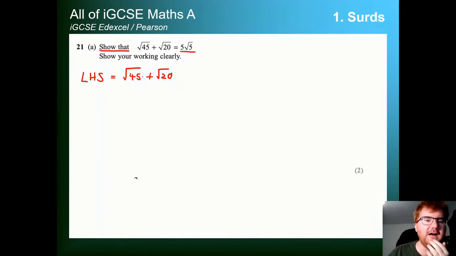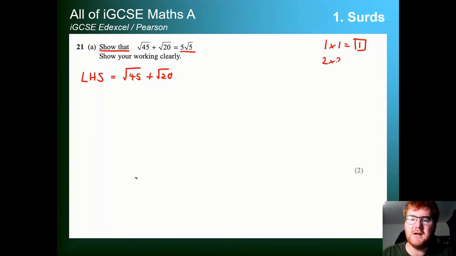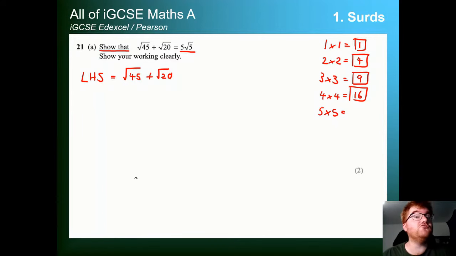Now, to simplify your surds, we need to think which square numbers go into 45 and 20. To remind you of those square numbers, remember a square number is just timesing it by itself. So 1 times 1 is 1, so that's a square number. 2 times 2 is equal to 4. That's a square number. 3 times 3 equal to 9. That's a square number. And 4 times 4 is 16. It's also a square number. Now again, if it helps you, you can always write these out at the side. That's absolutely fine. And then you've got those numbers to refer to.